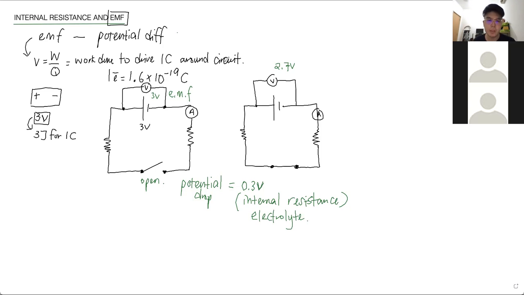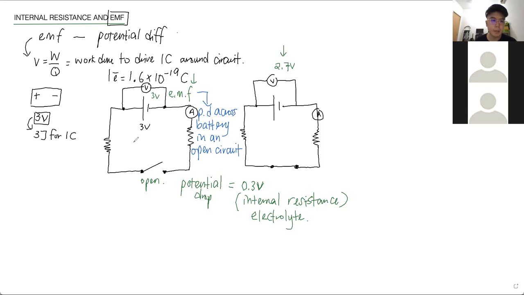So what is the difference between EMF and potential difference? I can also say this as the potential difference, right? I can also say this as the potential difference because in the end, I'm measuring the voltage. The difference is here. EMF is the potential difference across battery in an open circuit. This one you need to remember. Okay, again, EMF 就是 potential difference across battery in an open circuit.